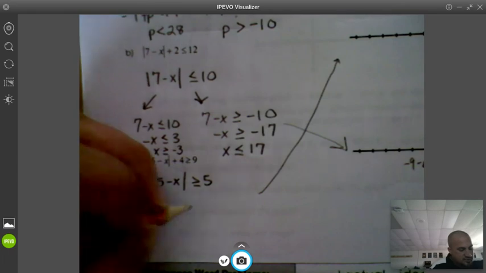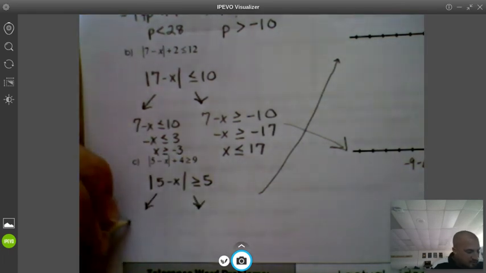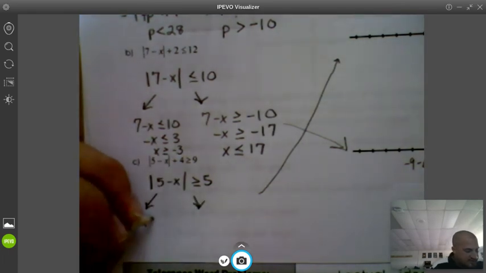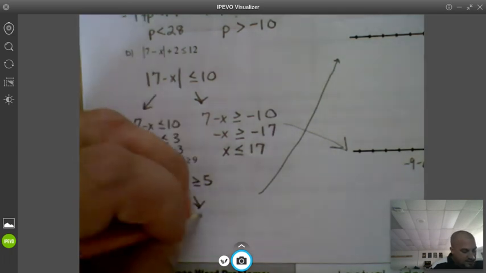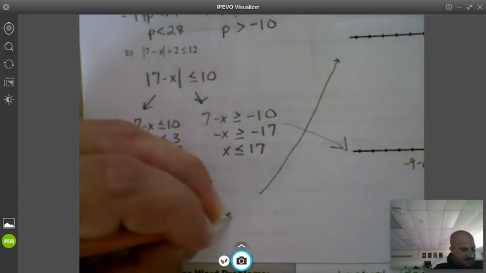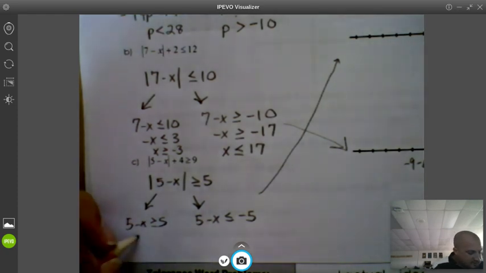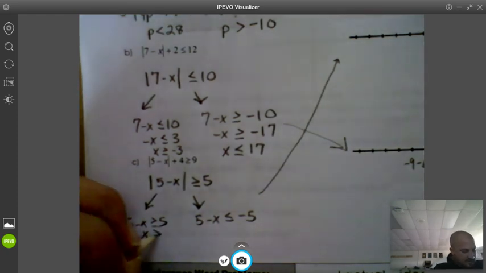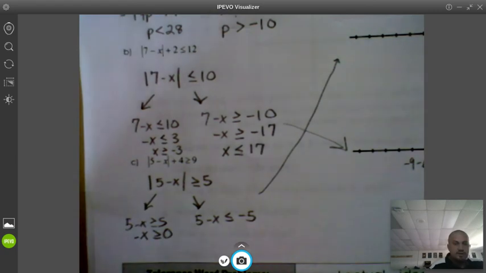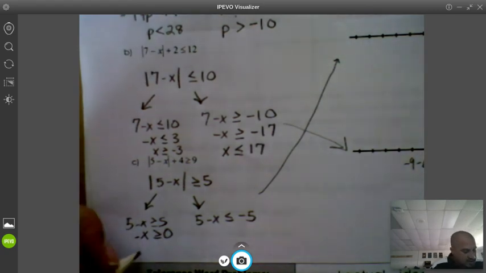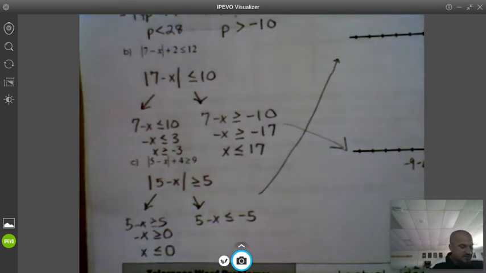And I'm going to write both inequalities. 5 minus x is greater than or equal to 5. And then I'm going to do 5 minus x is less than or equal to negative 5. So I want to subtract 5. So I get negative x is greater than or equal to 0. When I divide by negative 1, it just flips the sign. So x is less than or equal to 0 divided by negative 1, which is still 0.